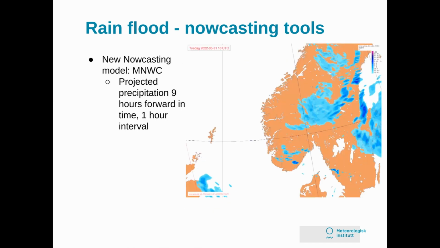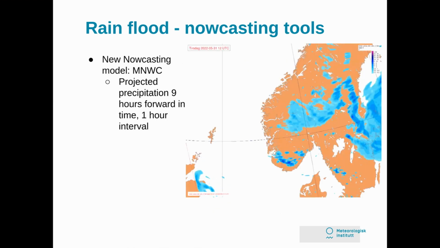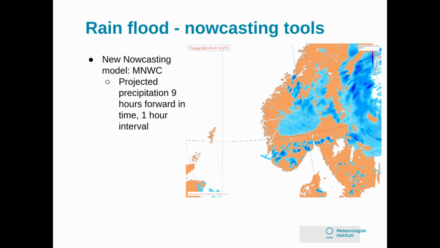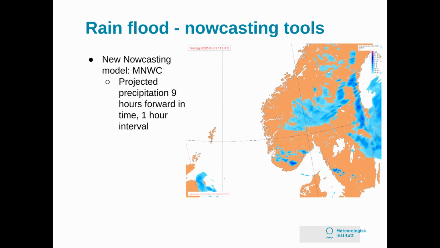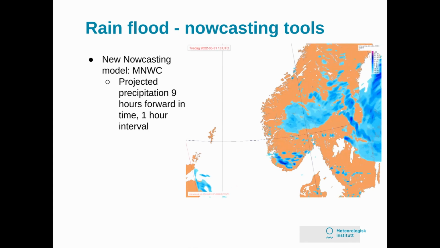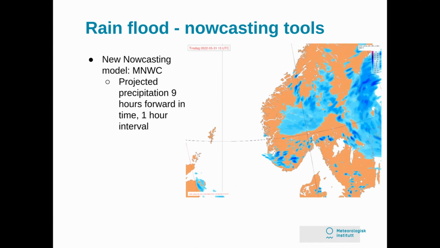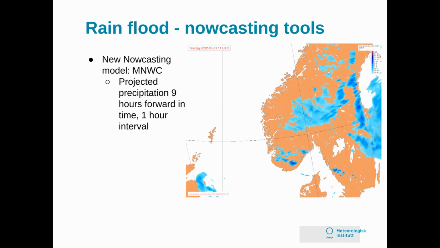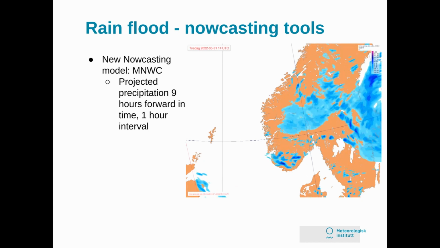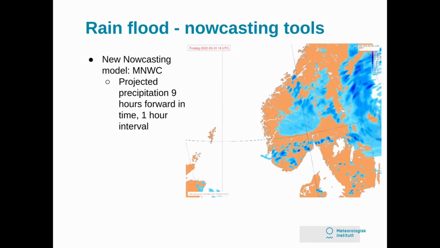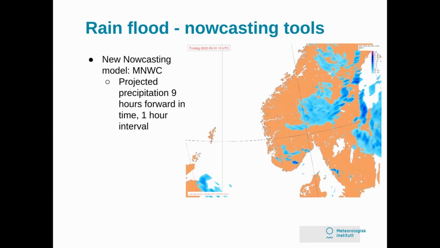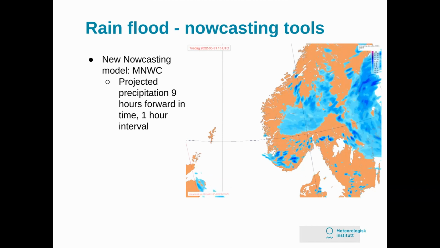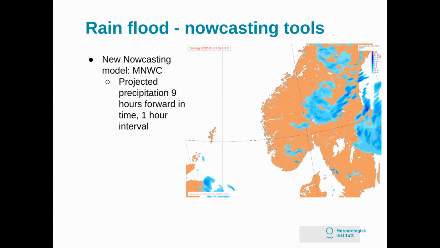And we have a new nowcasting model as well. This I don't have so much experience with yet. It's quite recent that we got this in our system. But this projects the precipitation 9 hours forward in time with 1 hour interval, and it's also updated every hour. You can also see here that this one generates new showers. So this is not only based on the radar.